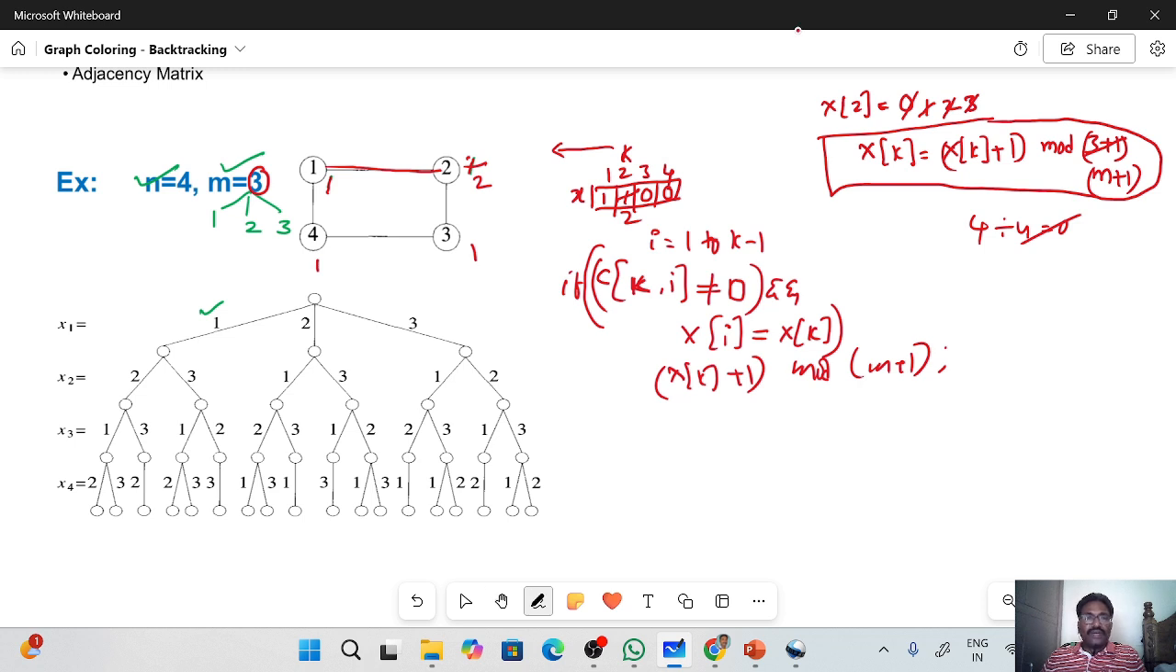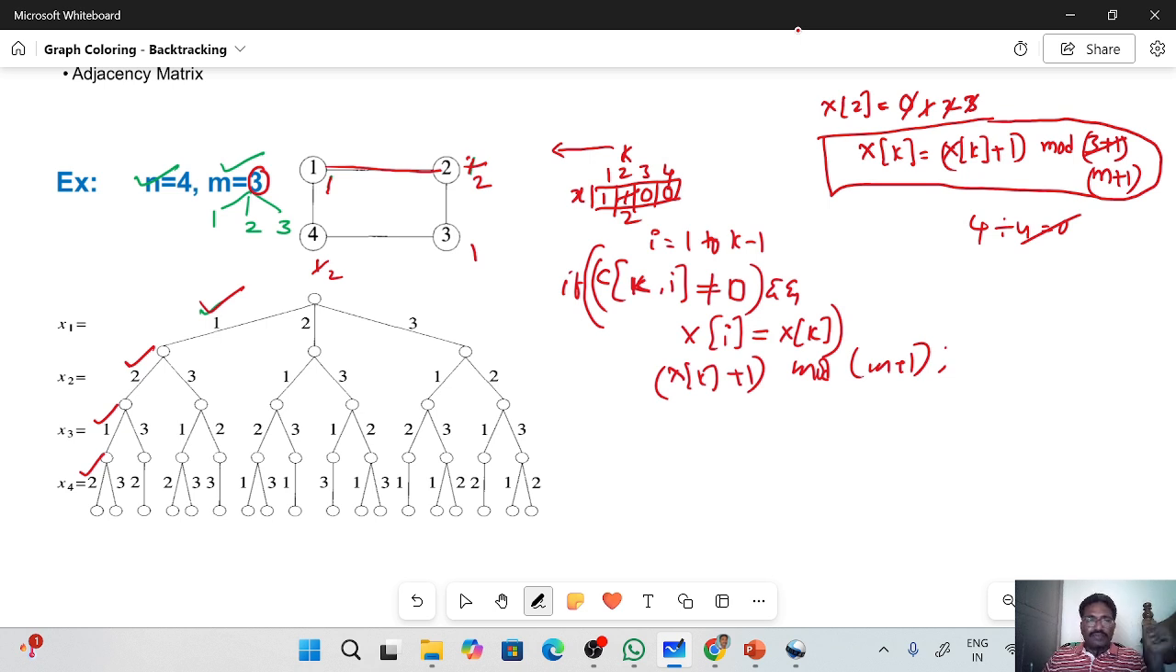I check with 1. What is the 4 adjacent? 1 and 3. What is the 1 color? 1. Not possible. I go with the 2. What is the 4 adjacent? 1 and 3. What is the 1 color? 1. What is the 3 color? 1. No problem. Nothing but 1 2 1 2. This is a solution.